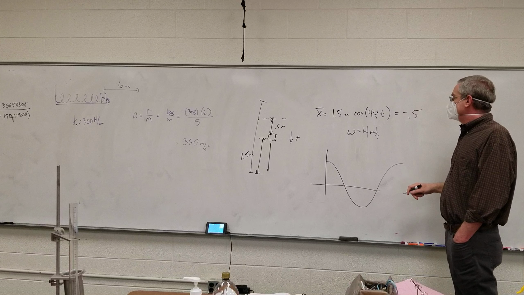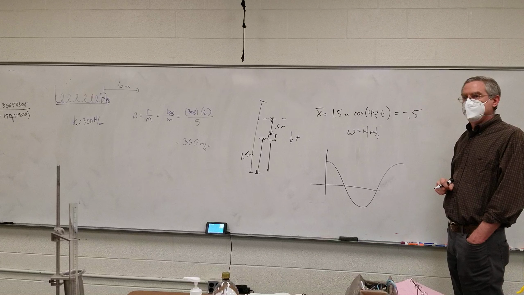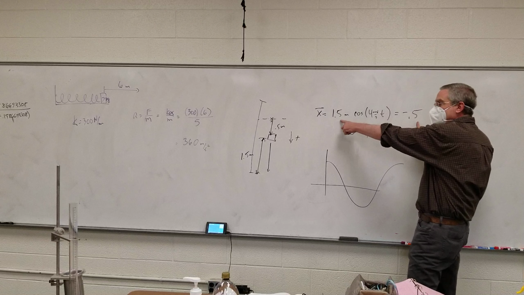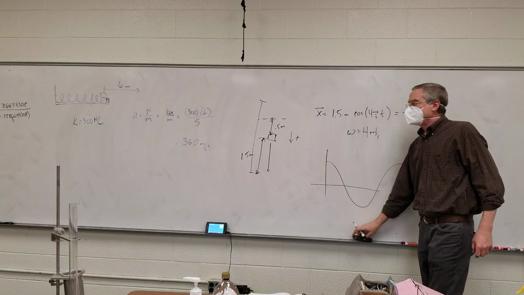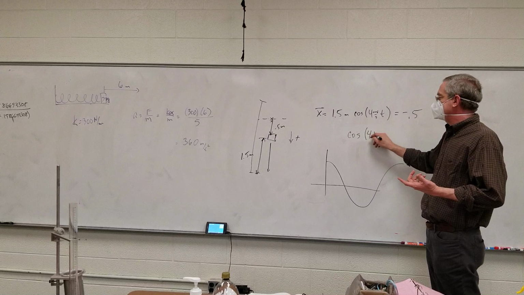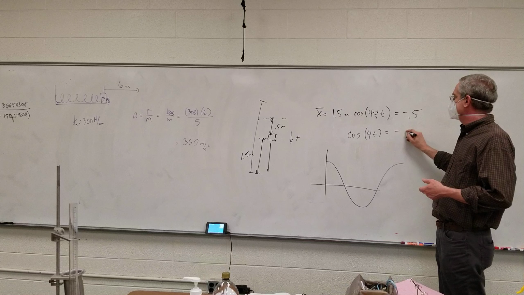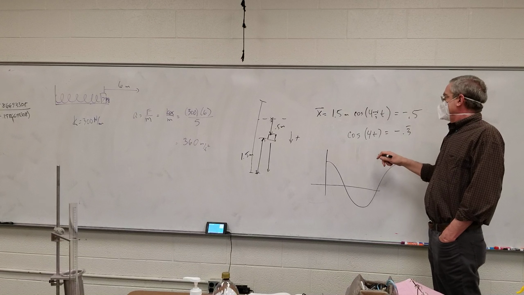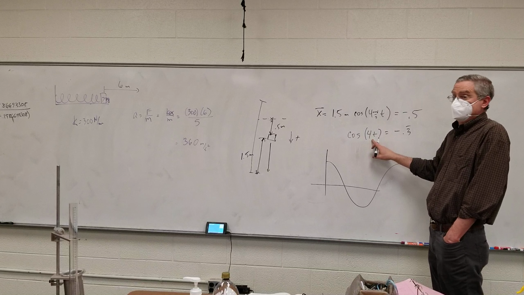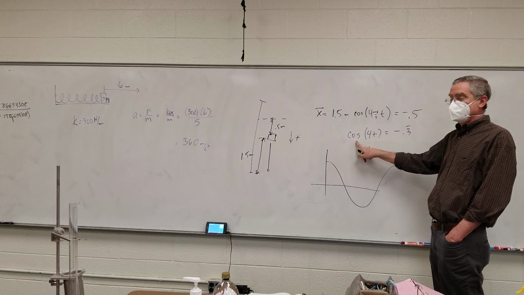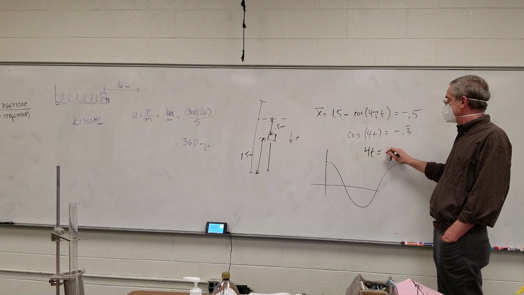If you said up was positive, then this would be negative here, and this would be positive here. These will be opposite signs. And so in my example, we have cosine of 4t equal to negative 0.3 repeating, divided by 1.5. So the cosine of some angle is equal to negative 0.3. I have to get rid of the cosine somehow, and I do that with an inverse trig function, so that's an arc cosine.